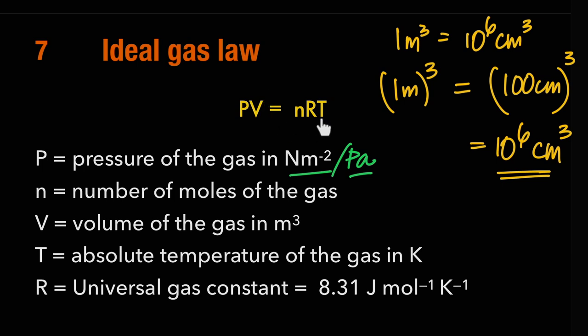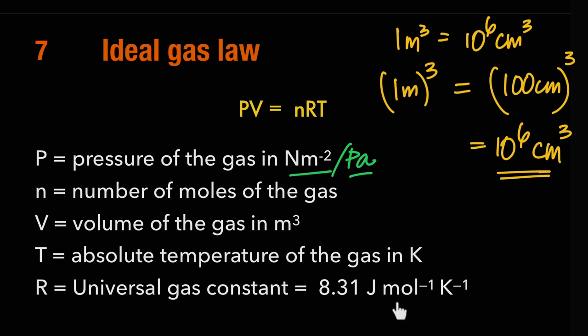And T is not just temperature of the gas. You have to be very specific. It is the absolute temperature of gas. And the reason why it's the absolute temperature of gas, because you will be measuring this in the Kelvin scale. It will have no negative value. It will have only positive values, starting from zero onwards. And R is the universal gas constant having this value of 8.31. The units for R are joules per mole per Kelvin, because why is R joules per mole per Kelvin? Because the units for PV become joules. Newton per meter square into meter cube gives you Newton meter.